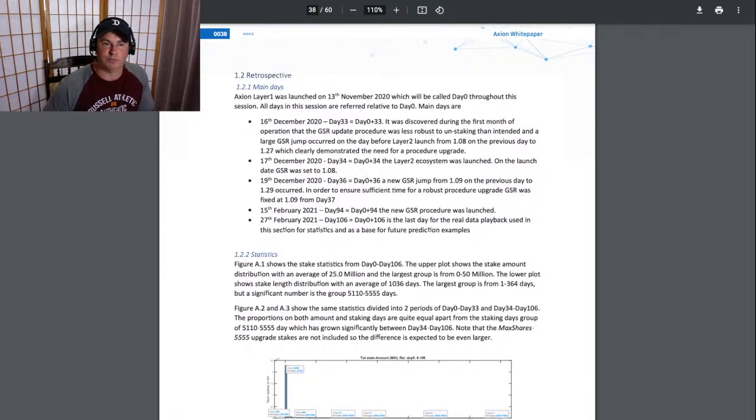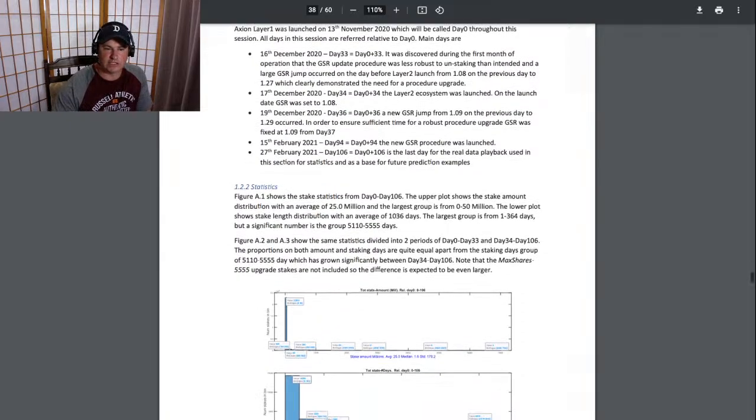Anyway, so we're just moving on. So Axion Layer 1 was launched on 30th November 2020, which was called Day 0 throughout this. All days in the session are referred to relative to Day 0. Main days are 16th of December 2020, 17th December 2020, 19th December 2020, 15th of February 21, and 17th of February 21. So these are the different days that they've made certain changes in the predictions.